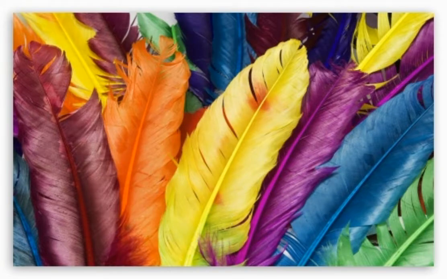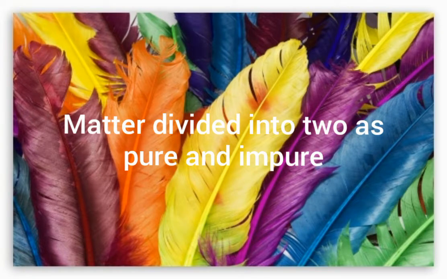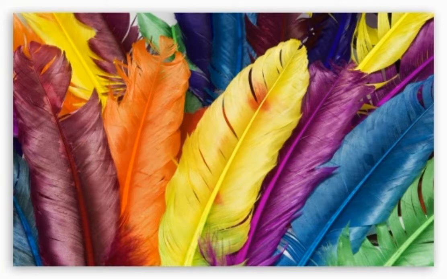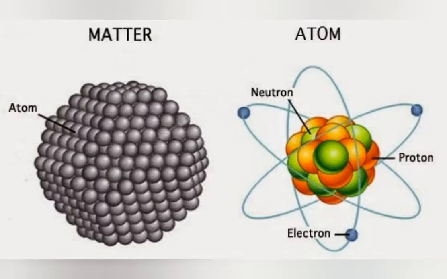Matter is divided into pure and impure. Pure means it is made up of the same kind of elements or compounds. If it's impure, it means it's a mixture. Any item that occupies space and has weight is called matter. If it is divided into small parts, we get atoms, smaller particles.